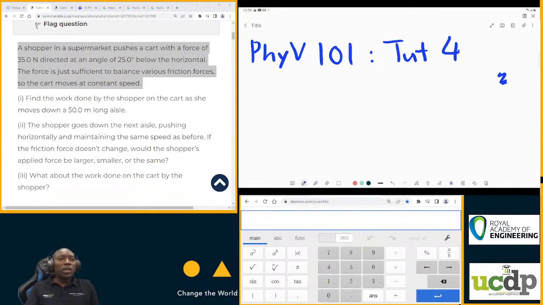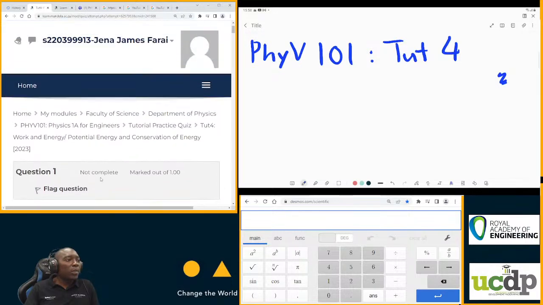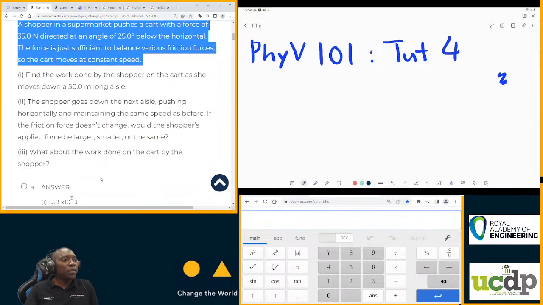So we will now look at questions from part 4 of the PHYV 101 questions. Yes, that's part 4. Good. So these are questions on work. We will still apply some of what we have already learned from measurements, and some of what we have learned from Newton's laws, and apply those concepts in answering some questions based on work and energy.